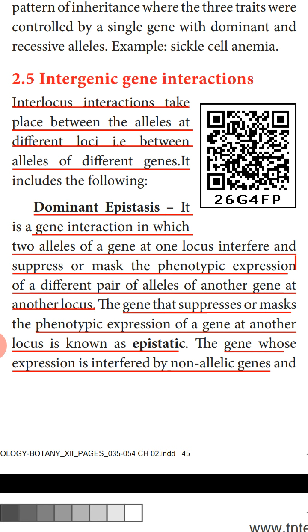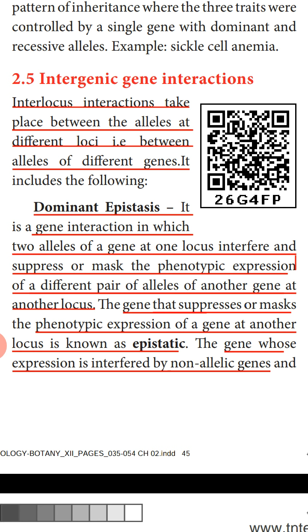I hope it is clear. Again, it is a gene interaction between two genes, and each gene has two alleles. The two alleles of a gene in one locus suppress or hide the effect of the other two alleles in another locus. This is called dominant epistasis.